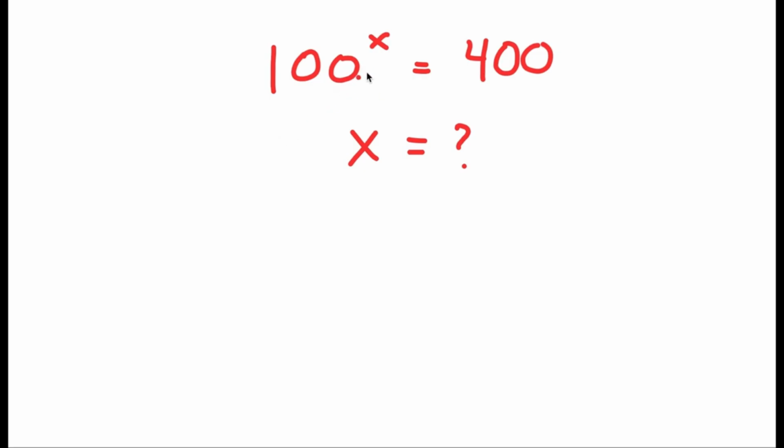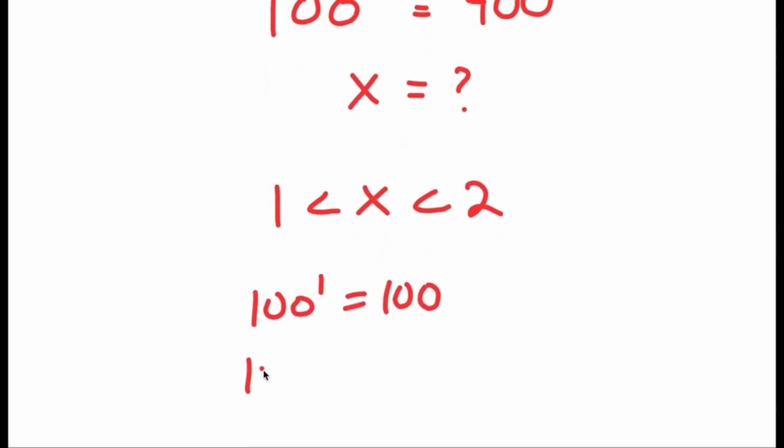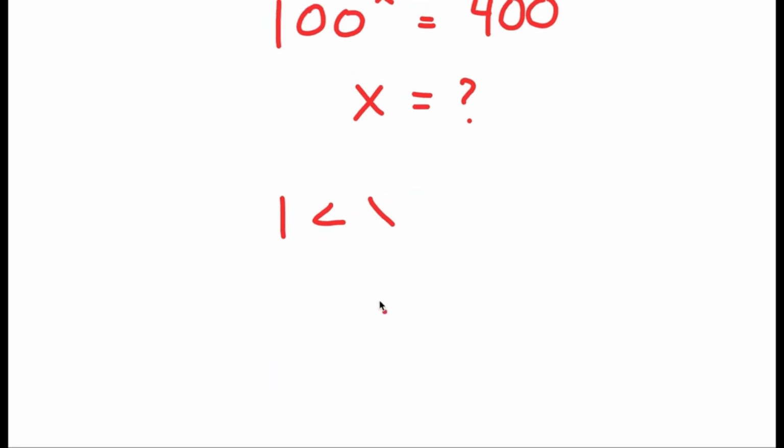So we see that x is going to be in between 1 and 2, because 100 to the power of 1 is 100, and 100 to the power of 2 is 10,000. So it's going to be closer to 1 than it is to 2, but it's going to be somewhere in the range of 1 and 2.